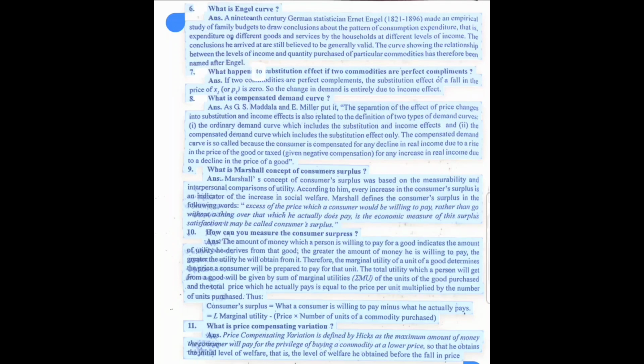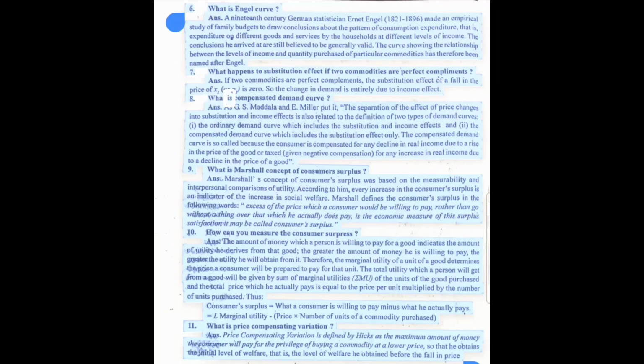7. What happens to substitution effect if two commodities are perfect complements? Ans. If two commodities are perfect complements, the substitution effect of a fall in the price of X, or Px, is zero. So the change in demand is entirely due to income effect.